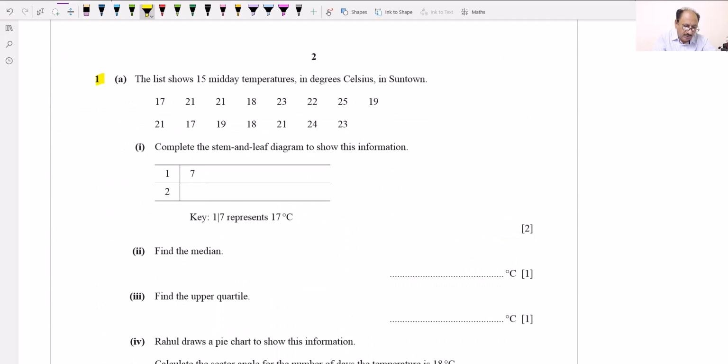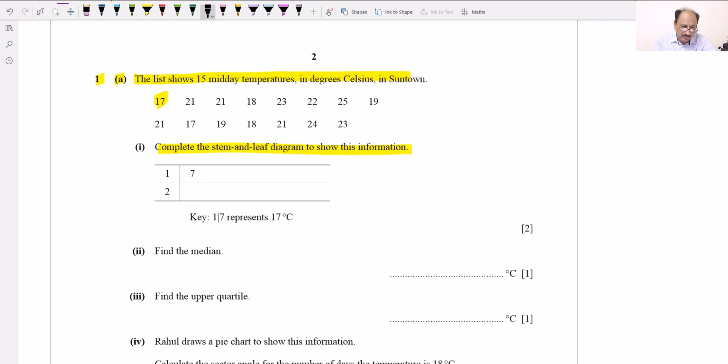Question number 1, part A says the list shows 15 midday temperatures in degrees Celsius in Suntown. So these are the numbers. Complete the stem and leaf diagram to show this information. So 17 is shown, and we have to show the rest of the values.